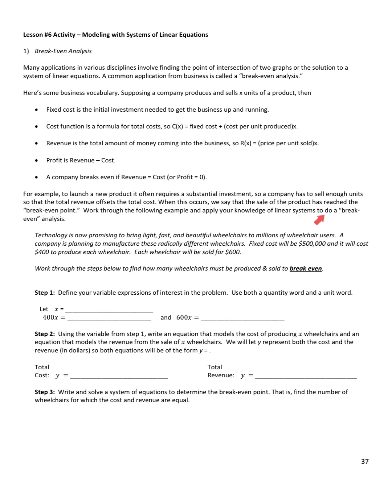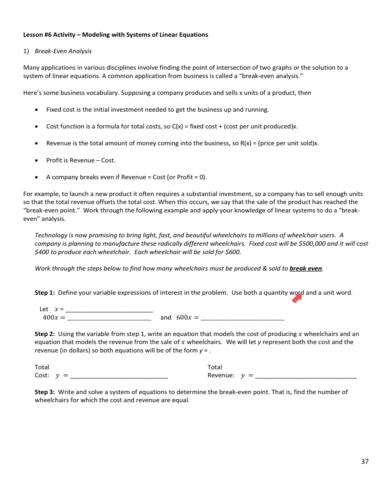Work through the following example and apply your knowledge of linear systems to do a break-even analysis. Technology is now promising to bring light, fast, and beautiful wheelchairs to millions of wheelchair users. A company is planning to manufacture these radically different wheelchairs. Fixed cost is $500,000. We can also think of this as startup costs. And it will cost $400 to produce each wheelchair. Each wheelchair will be sold for $600. So we'll work through the steps to find how many wheelchairs must be produced and sold to break even.